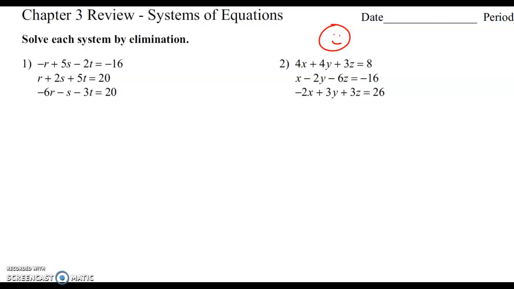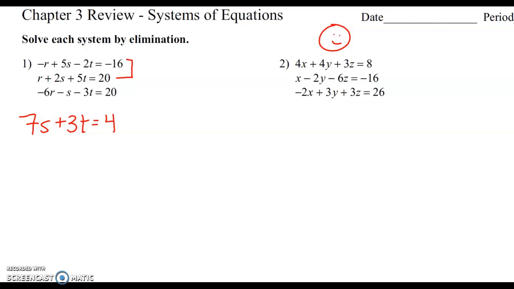Remember, the first step is that you have to eliminate the same variable twice. So I can go for R, S, or T. I'm going to go R, since in the first 2 equations, R's are already opposite. So I'm going to start by adding the first 2 together. The R's cancel out. 5s and 2s is 7s. Negative 2t and 5t is 3t. And then negative 16 and 20 would be 4.